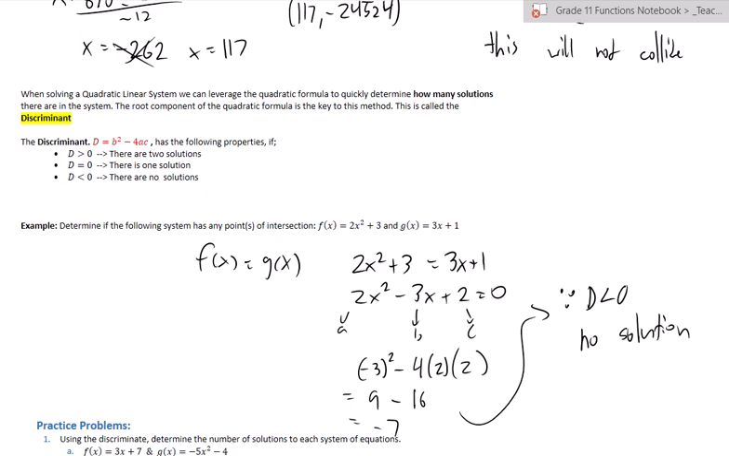So we're working with quadratic linear equations. You can find points of intersection by setting them equal to each other, and we can use the discriminant of the quadratic formula to quickly check if there are any possible solutions in a particular system.